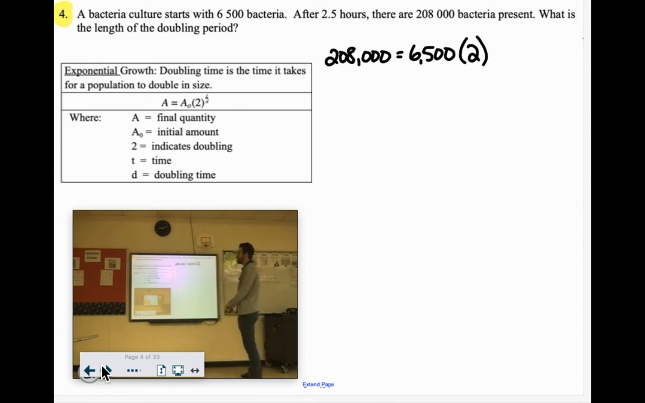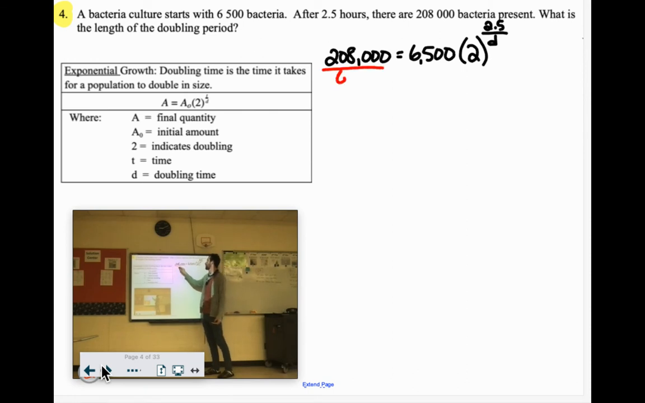Now we have the time over the doubling time. So it says 2.5 hours, so that's our time. We don't know the doubling time. This is interesting. Okay, so again, we're going to have to divide out that 6,500. We're just solving the same type of equation for a different part of the equation. So 208,000 divided by 6,500 is 32. 32 equals 2 to the 2.5 over d.